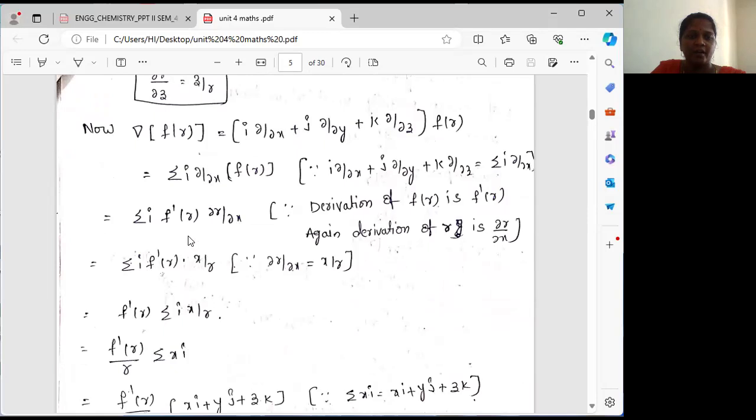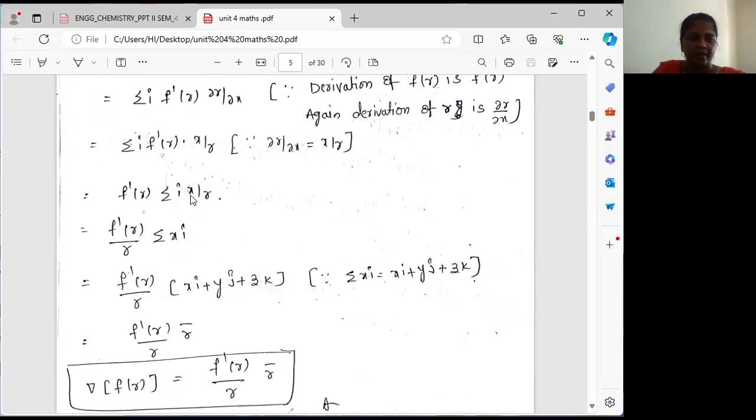So all three terms have f'(r) common. So summation of i into x/r. Taking common from all the three terms, summation of i into x/r. r is also common to all terms. So taking out f'(r)/r, summation of x i. This is the first term.